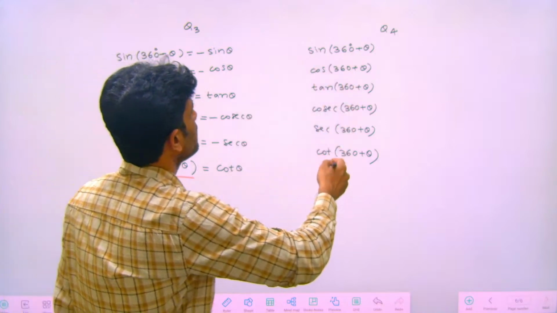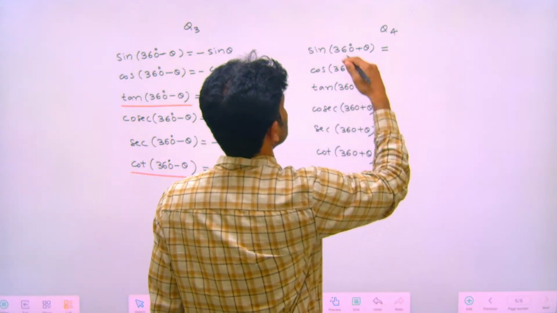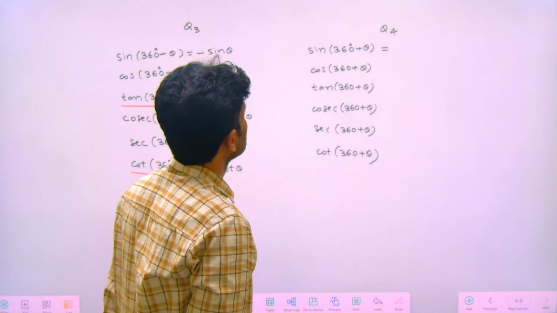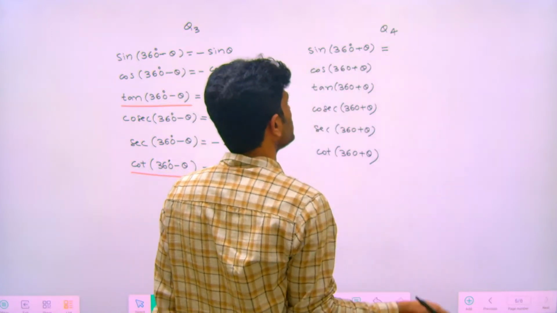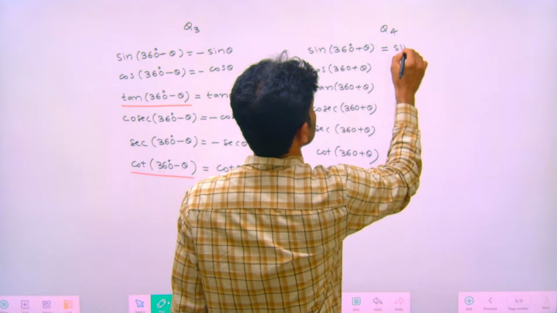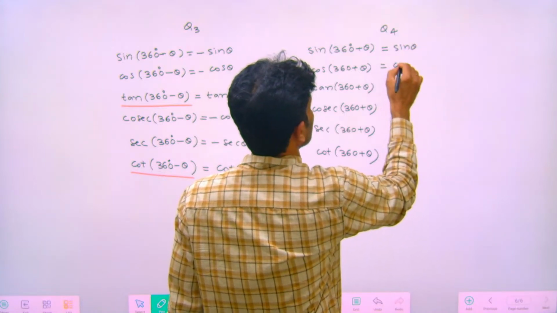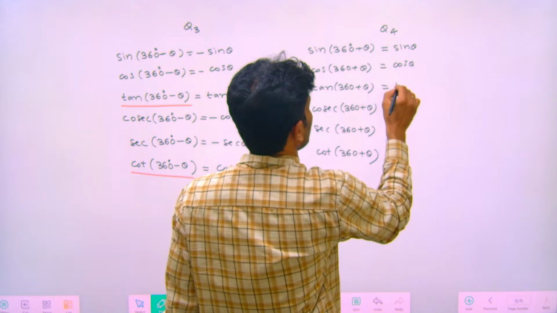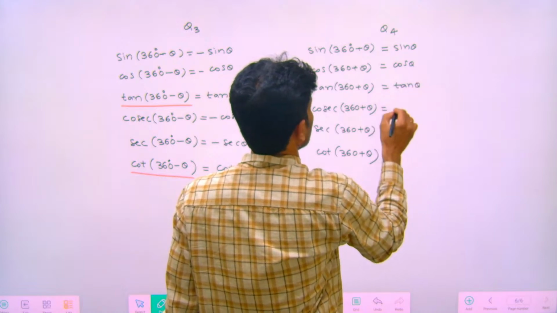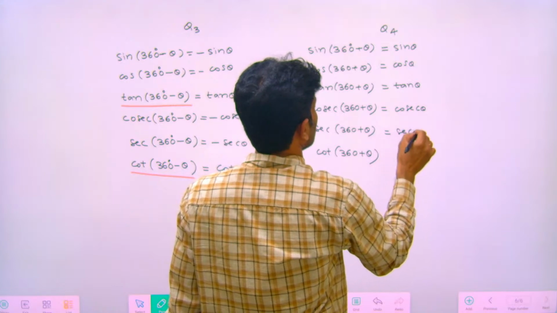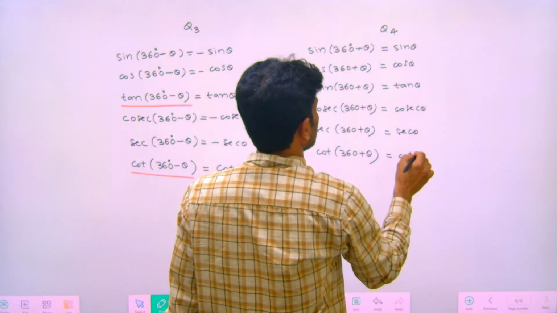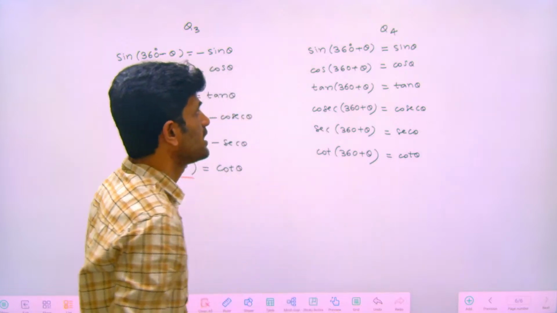Now coming to this side, 360 plus theta. 360 plus theta means it will be in the first quadrant. In the first quadrant all are positive and the ratio will not be changed. So the results are sine theta, cos theta, tan theta, cosec theta, secant theta, cot theta. So like this, the results will be there.